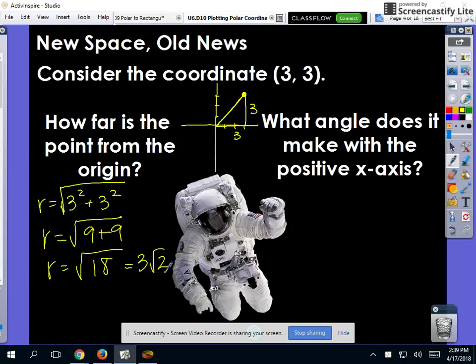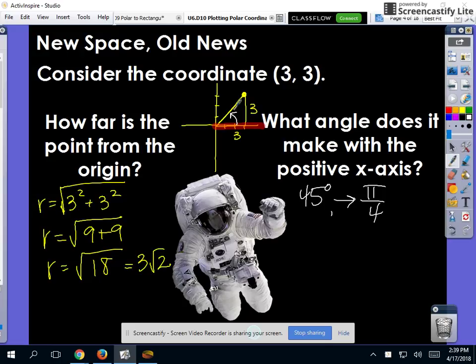So what angle does it make with the positive x-axis? Well, here's our positive x-axis. Let's highlight that here. That's our positive x-axis. And we're trying to figure out what is this angle right here. Well, the nice thing about (3, 3) is that that makes a 45-degree angle, or a pi over 4 angle. So we can name it two different ways. If it was in degrees, we could say it'd be 45 degrees, or we could call it pi over 4, because pi is all the way to here, so it's a fourth of that.